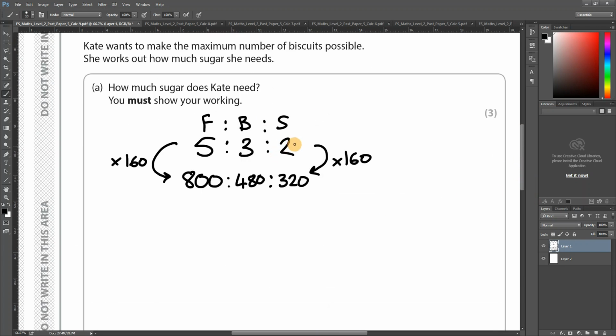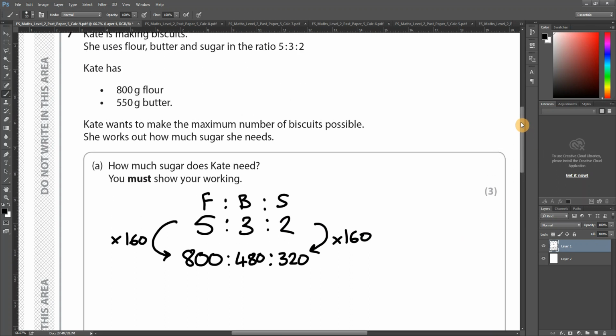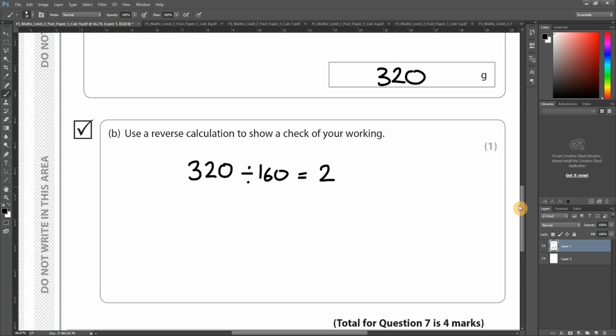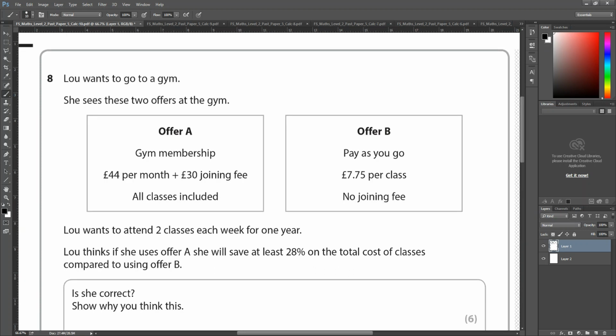So yeah, it's one of the original numbers in the question. So for 1 mark, that's good enough. It's 4 marks in total for that question. Let's move on. Question 8.